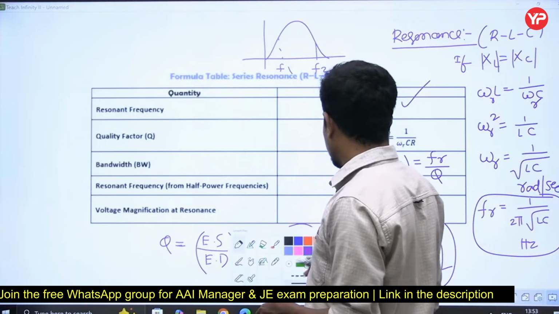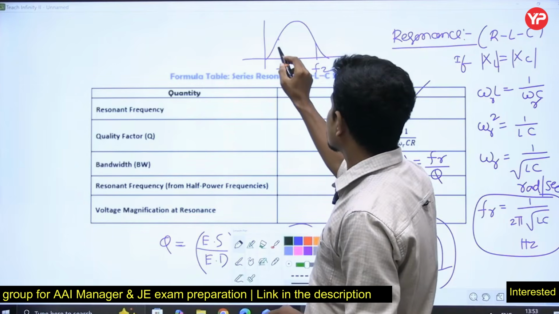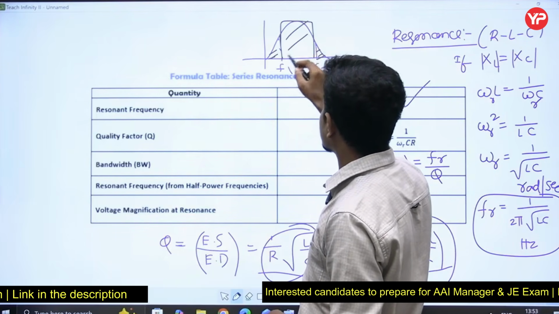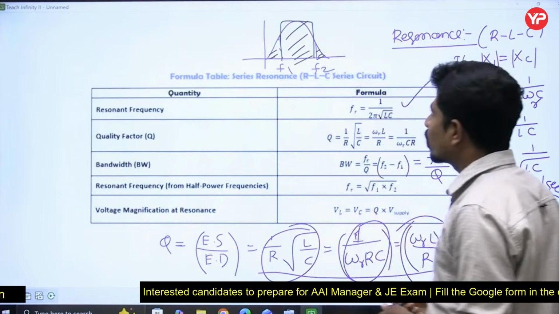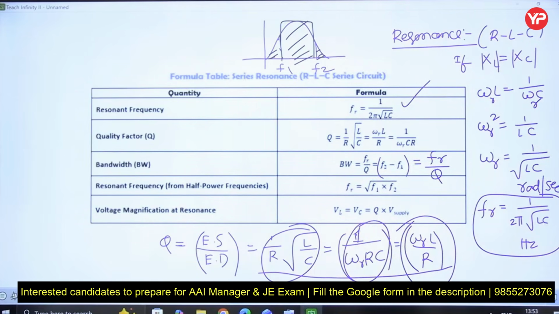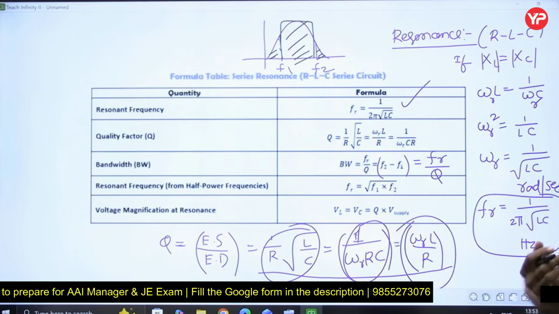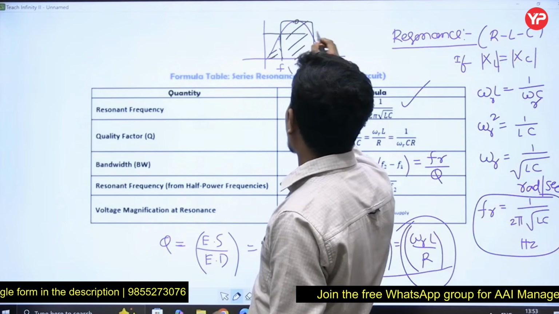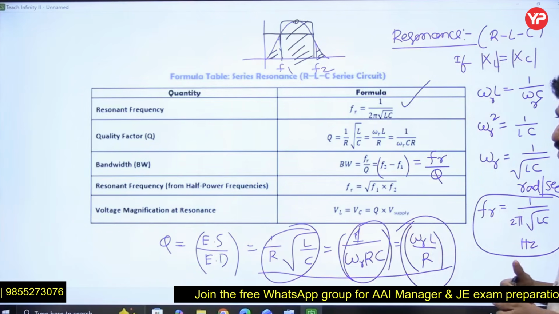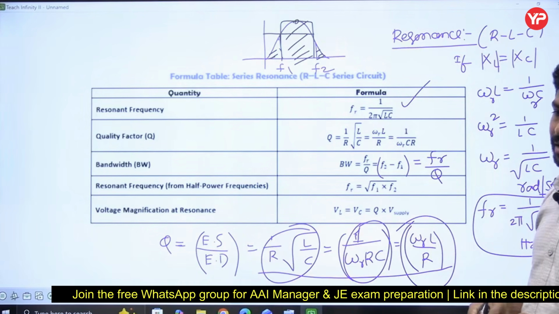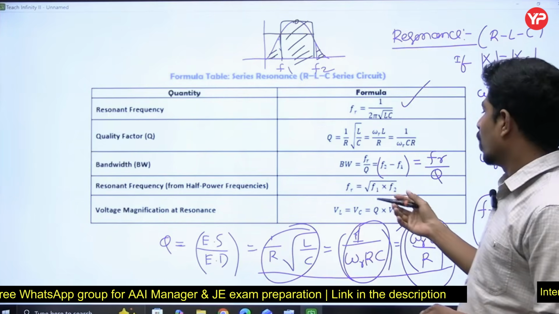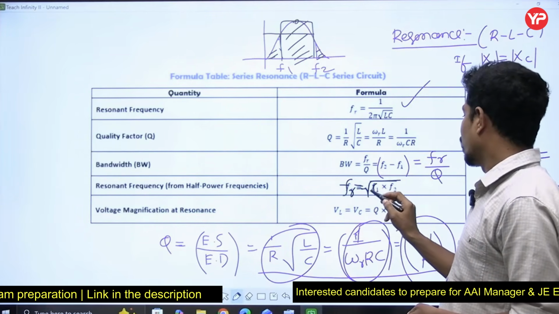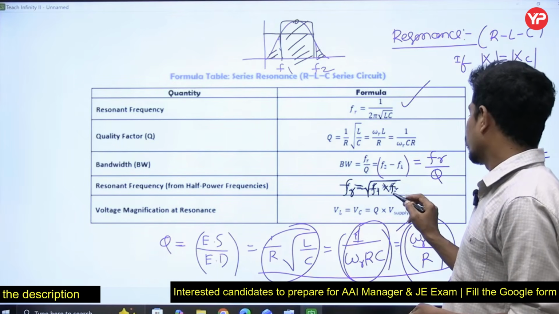Any frequency less than this will be neglected, so this is removed. Any frequency higher than this is considered. Only this portion is considered, F2 minus F1. It means if you calculate F1 and F2, the power that is going to be absorbed is half of the maximum power. Suppose this is the maximum value; half of the maximum power is absorbed. That's why F1 and F2 are called half power frequencies, right? Now resonant frequency in terms of half power frequencies is equal to under root of F1 into F2, right?